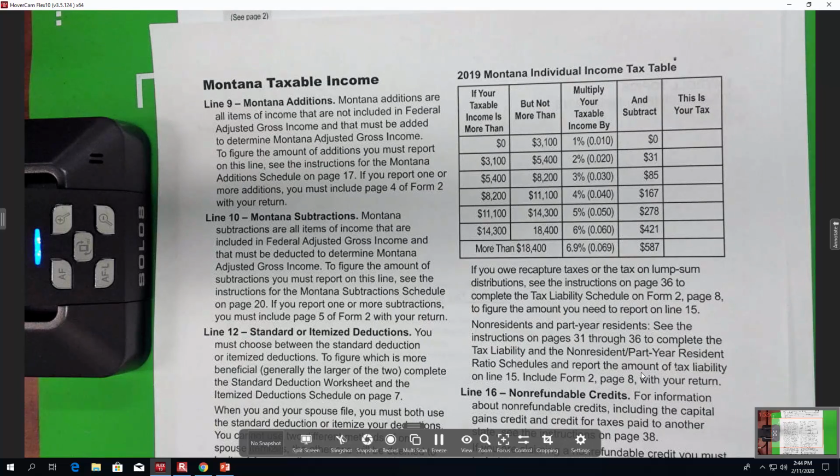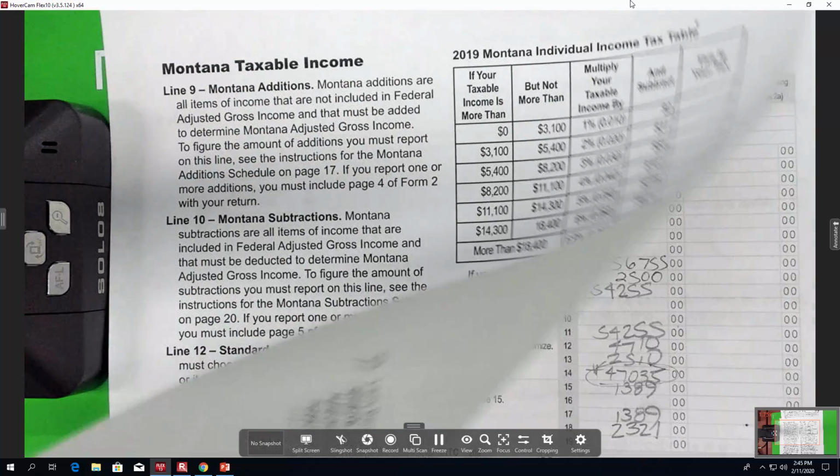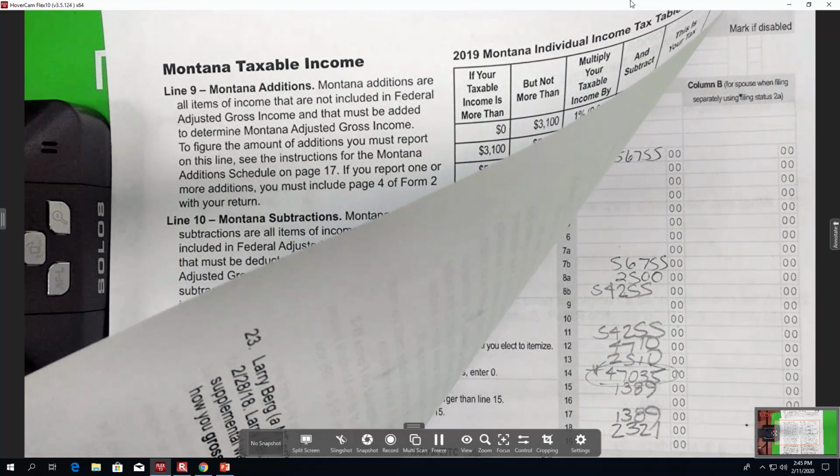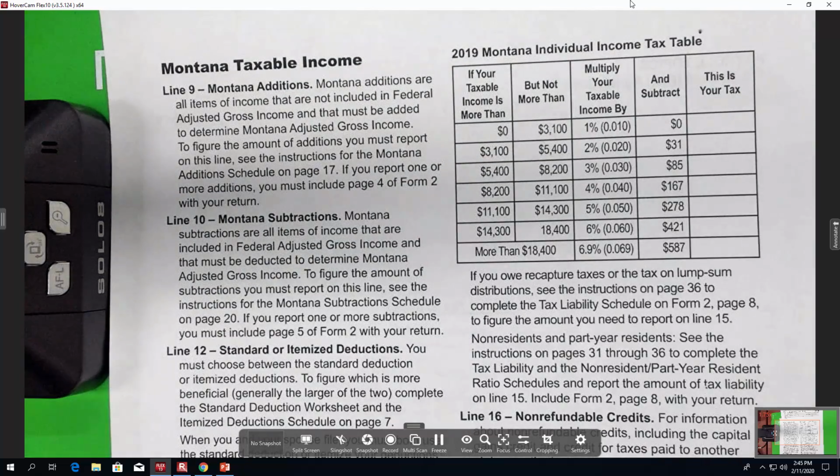They have built it all in to this number. It is progressive. Some is taxed at 1, some is taxed at 2, some is taxed at 3, etc. So this doesn't work quite like the federal one, does it? Let's see, what did I get? Did you guys get 1389? Well, no, okay, for the tax.